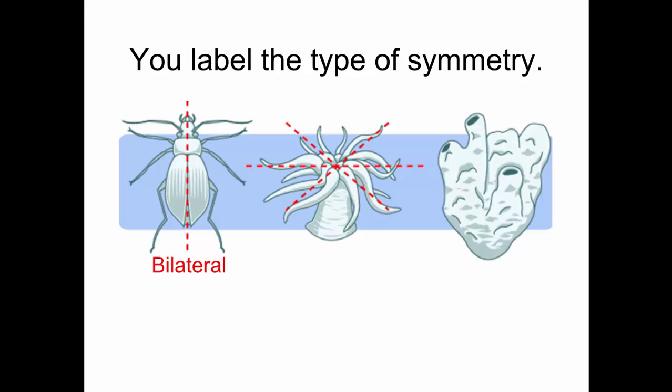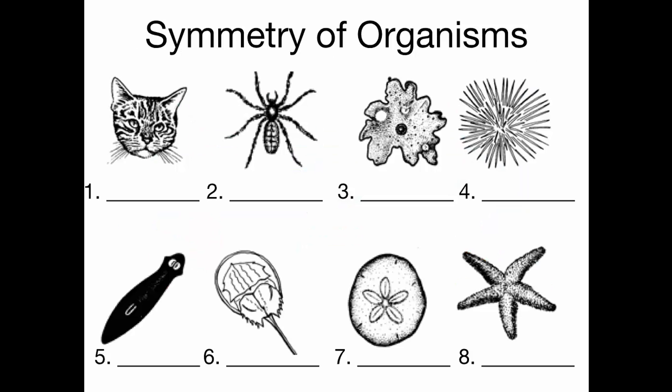Radial. It's organized. Those tentacles come off from the center part like spokes on a wheel. That's radial symmetry. And this coral? Asymmetry. There's no pattern. A little more practice. Okay.